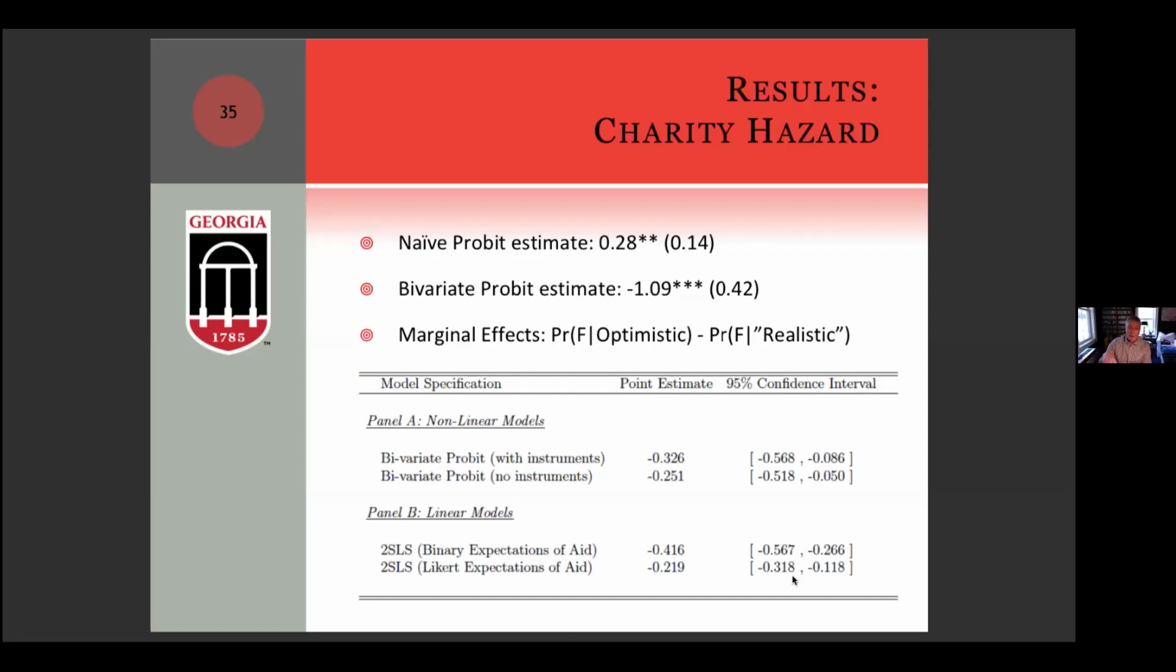You can see across an array of models here, the estimates go from 21 to 22 to 42%. To interpret that, it would say if I'm overly optimistic about disaster assistance, I'm as much as 42% less likely to have flood insurance.